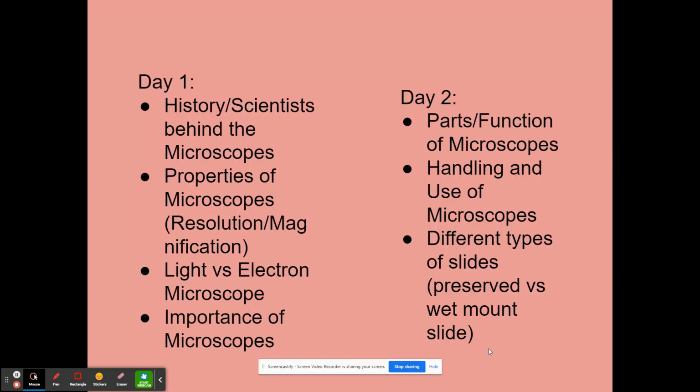So this is what we're going to tackle, again depending on what day you were absent or on quarantine. The history and the scientists behind the microscopes, the properties of resolution and magnification, a light versus an electron microscope, and the importance of microscopes will be tackled on day one. Then on day two, you're going to learn about the parts and functions of the microscope, how we handle a microscope safely, and the different types of slides, a preserved slide and a wet mount slide.